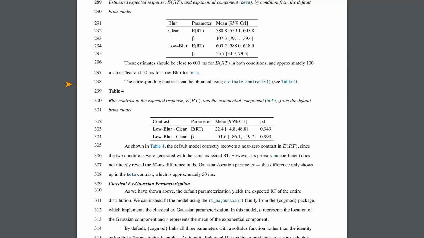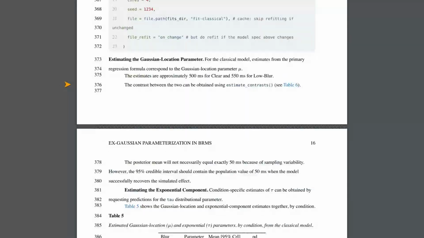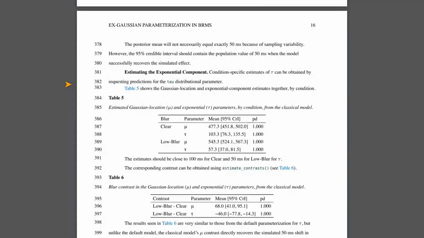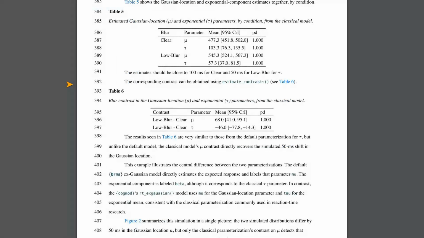This simulation really hammered home the point. The way you set up your model's parameters can drastically change how you interpret your results. Even if you are looking at the same data, it is like trying to understand a car's performance by only looking at its top speed versus looking at its acceleration, top speed, and fuel efficiency separately. But this isn't just a theoretical problem. The researchers then took a real study that had already been published and reanalyzed it using both the default brms parameterization and the classical one.